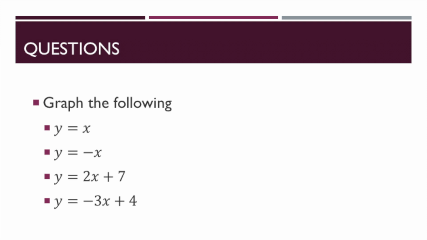Y equals x. Then graph y equals negative x. Now graph the equation y equals 2x plus 7. And the last one, y equals negative 3x plus 4. And remember, with all of these, calculate the intercepts and also calculate the slope.